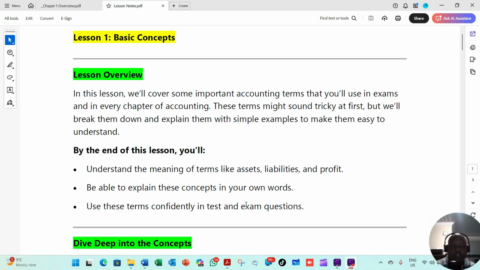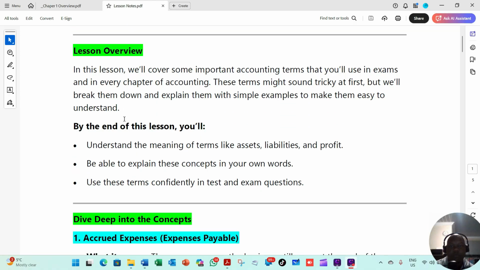Previously, we did a video on the overview of the chapter. You know what you expect to get from this chapter, which is chapter 1 in your grade 12 lesson plan. So this is our first lesson. In this lesson, we're going to learn about the basic accounting concepts, the definitions of accounting concepts.